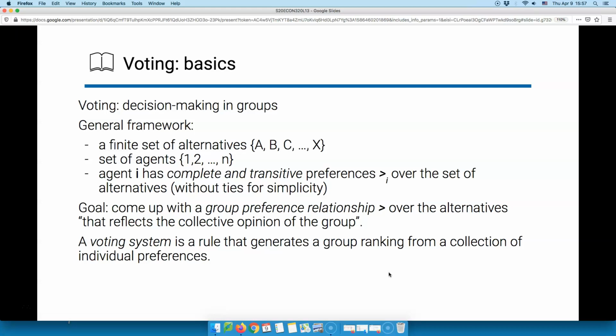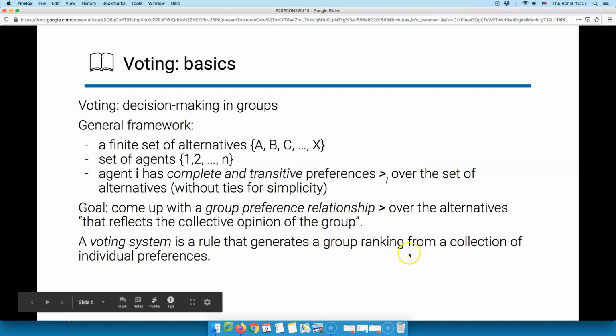And of course, if you focus on particular examples, with the presidential elections we don't get a complete group ranking, but rather we try to find out the best alternative, the alternative that's somehow most preferred by most members of the group, being the US citizens who can vote.